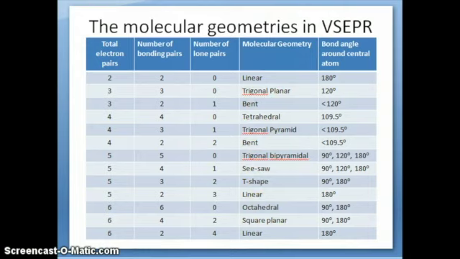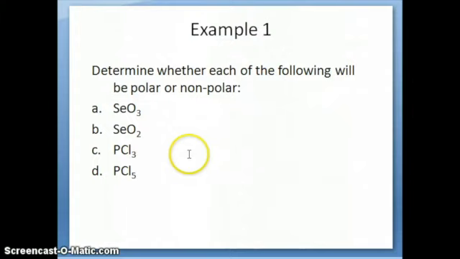Let's work through an example of using the polarity rules to help you predict molecular polarity. So we have 4 different molecules here. So we'll start with SeO3. And again, the first step is just to figure out the number of valence electrons because you have to draw the Lewis structure. So Se is in group 6, so there's 6 electrons there, plus all the oxygens. There's 3 oxygens, each of them has 6, so a total of 24 electrons.